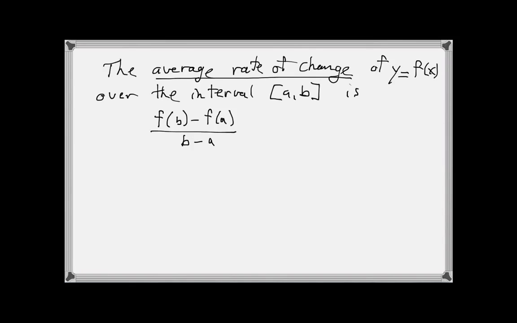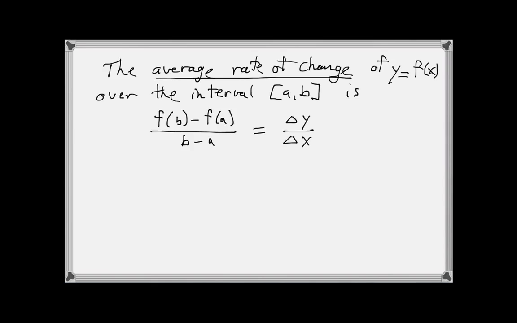If you have a function f of x, then the average rate of change of the curve y equals f of x over the interval from a to b is given by f of b minus f of a, all divided by b minus a. This is often denoted the difference in y divided by the difference in x. And as we shall see, this is actually equal to a slope of a line.